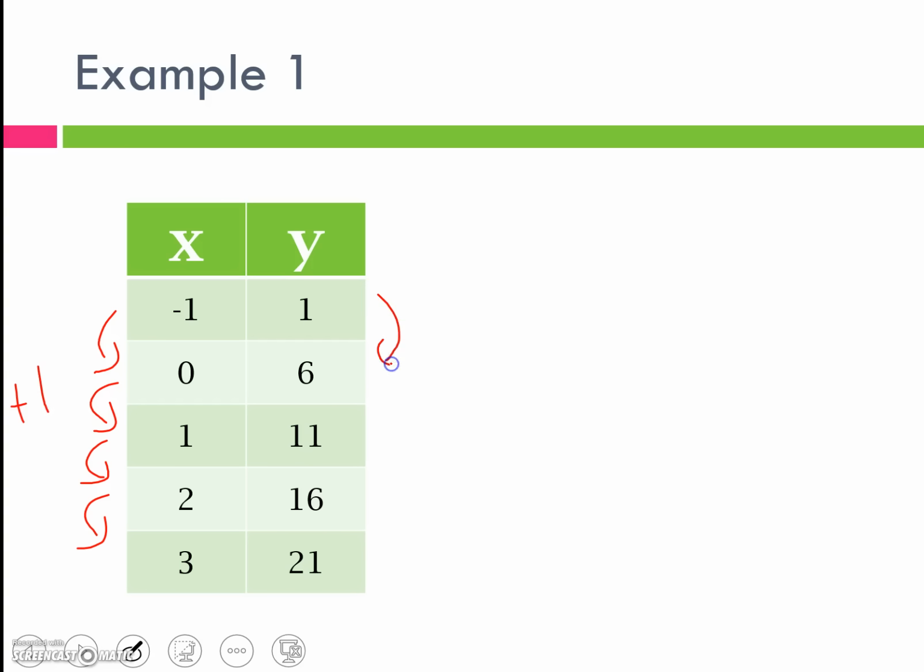Then we're going to look at our y values. From 1 to 6, we're increasing by 5. From 6 to 11, we're increasing by 5. And this continues. We're always increasing by 5. So when we're identifying our slope, again, it's always the change in y, so top number is 5, over the change in x, so in this problem is 1.